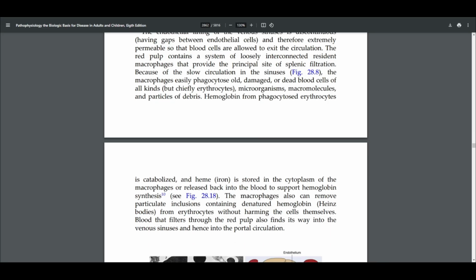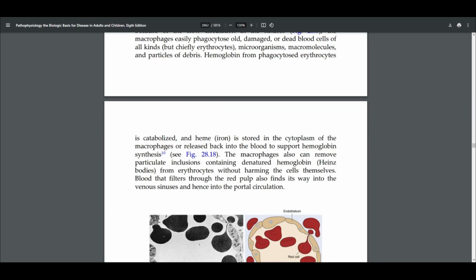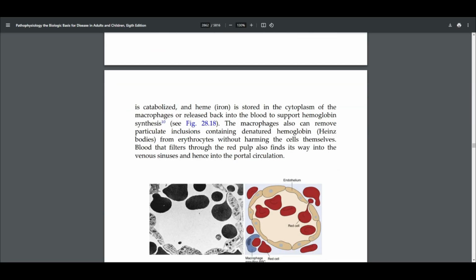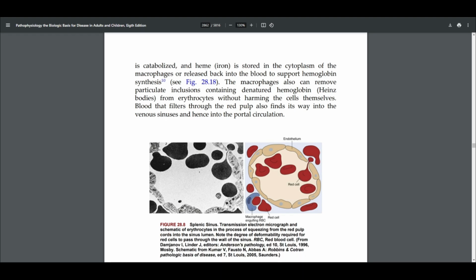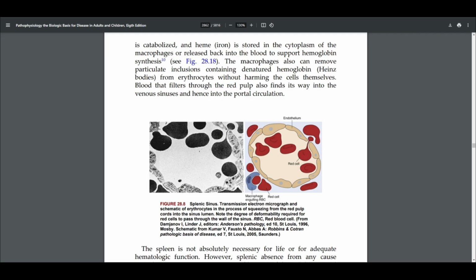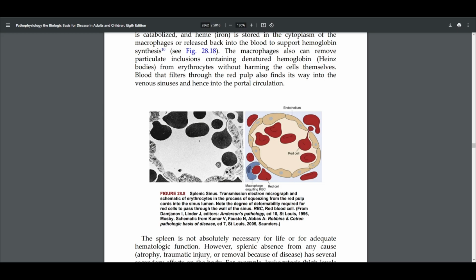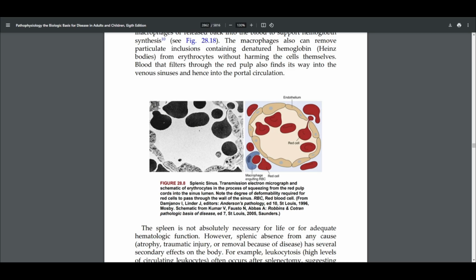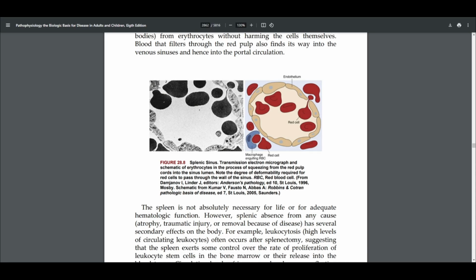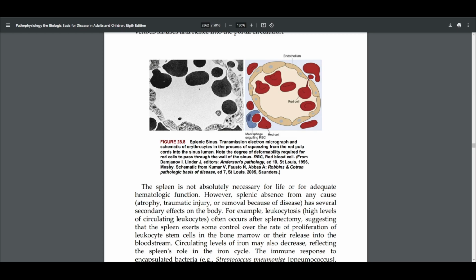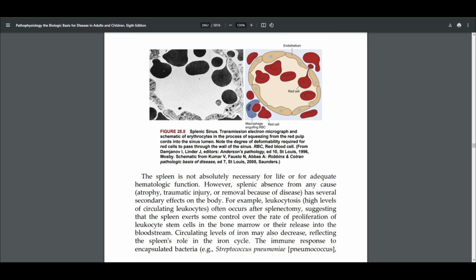Hemoglobin from phagocytosed erythrocytes is catabolized, and the heme is stored in the cytoplasm of the macrophages, or released back into the blood to support hemoglobin synthesis. The macrophages also can remove particulate inclusions containing denatured hemoglobin from erythrocytes without harming the cells themselves. Blood that filters through the red pulp also finds its way into the venous sinuses, and hence into the portal circulation. So here you're taking a look at the splenic sinuses.